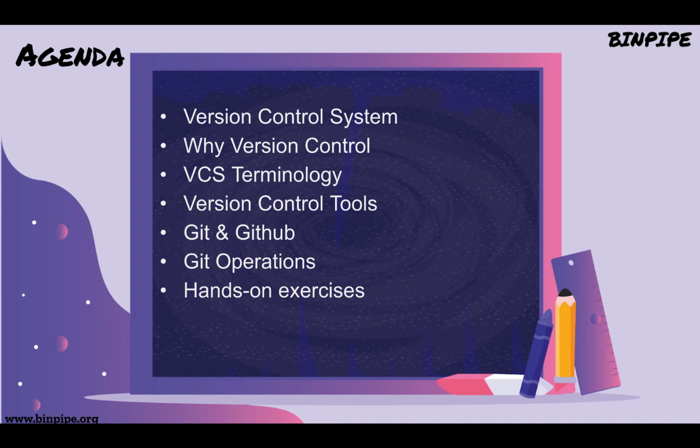We'll discuss Git and GitHub and how various command line options are used in Git operations, and finally we'll have some hands-on exercises that will make you comfortable when trying version control systems in your workplaces or elsewhere. So that would be it. It'll give a very good idea on using version control systems and how to go about applying them in real world scenarios. So let's get started.